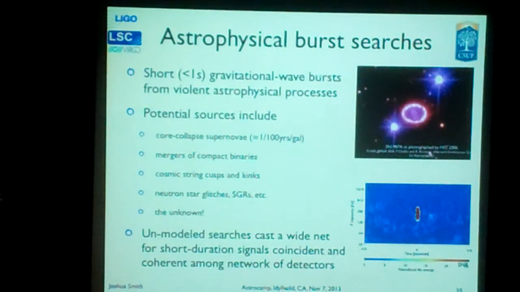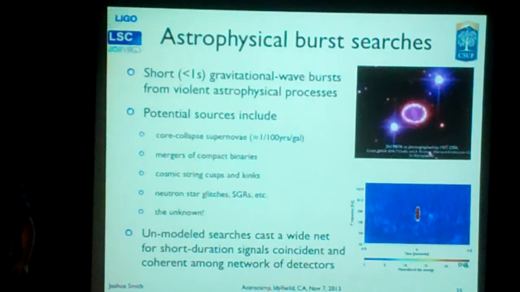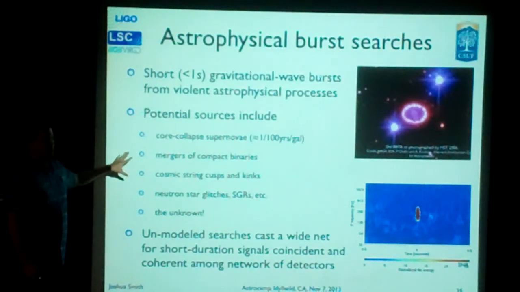All right. So we also did searches for things that we don't know that much about. Astrophysical bursts, like things blowing up, core collapse supernovae, mergers, cosmic strings, glitches of neutron stars, and just the unknown, things that we don't know. We cast a wide net looking for these, looking for things like what's exploding up there, looking for things that are short, less than 1 second, and we also didn't find any astrophysical bursts.